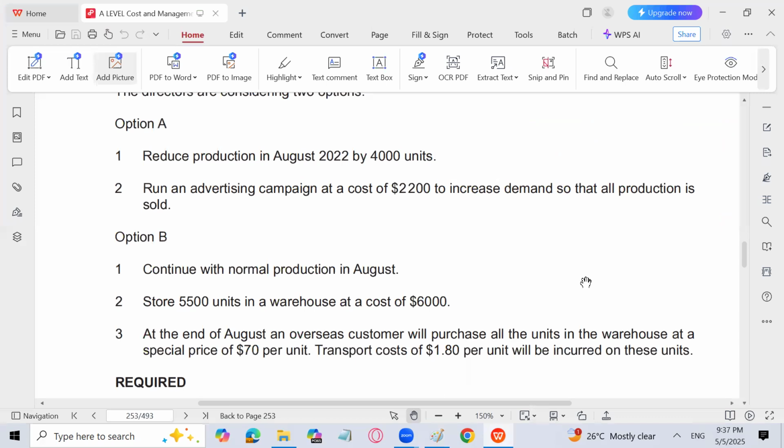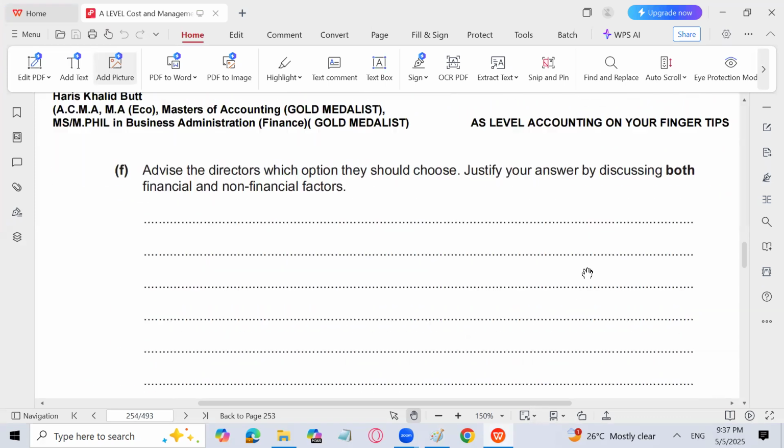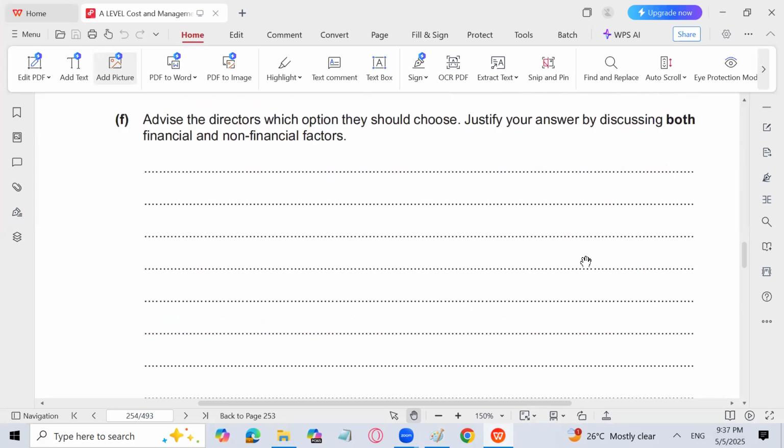One customer was purchasing 5,500 units from us, right? So advise the director which option they should choose. Justify your answer by discussing both financial and non-financial factors. So I'm done with that. I hope you got the answer for this particular question, right? Any question? Thank you.